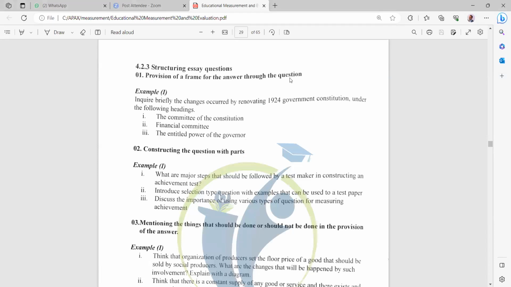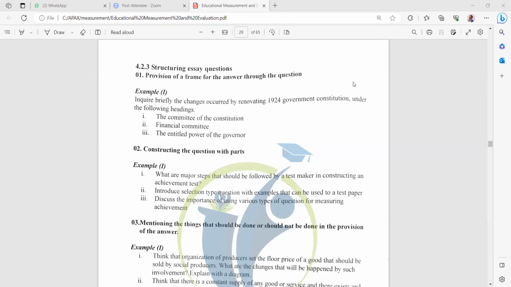Structured or structuring essay questions. We can use both names, structuring or structured essay questions. Describe the importance of photosynthesis, right? Okay, good. Provision of a frame for the answer through the question. So we can structure the essay question.